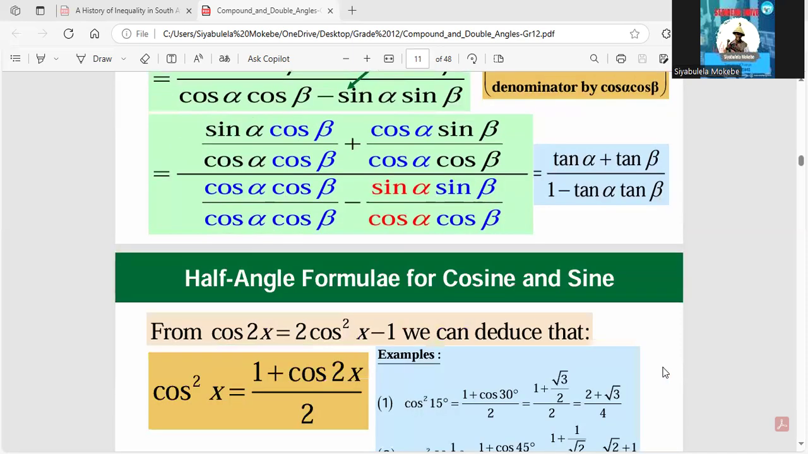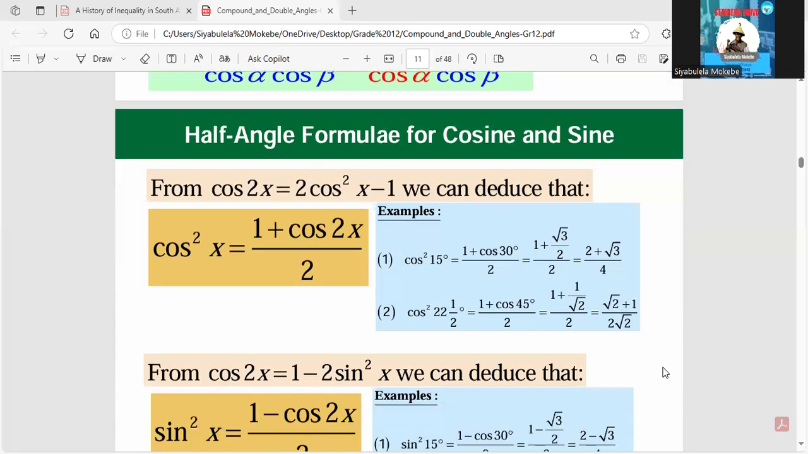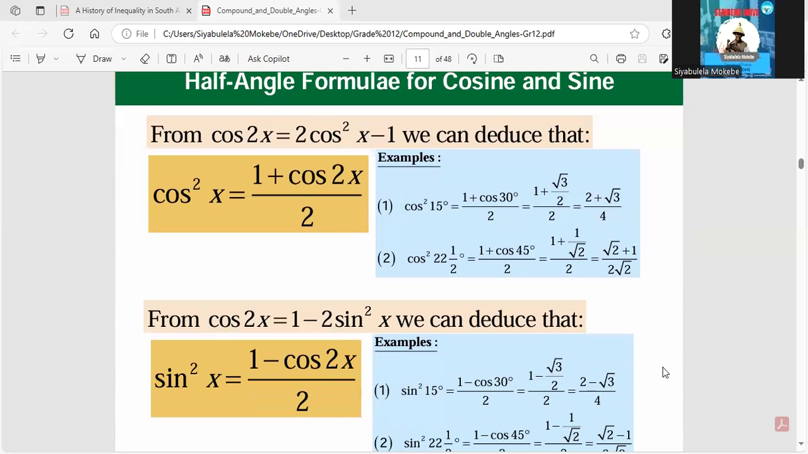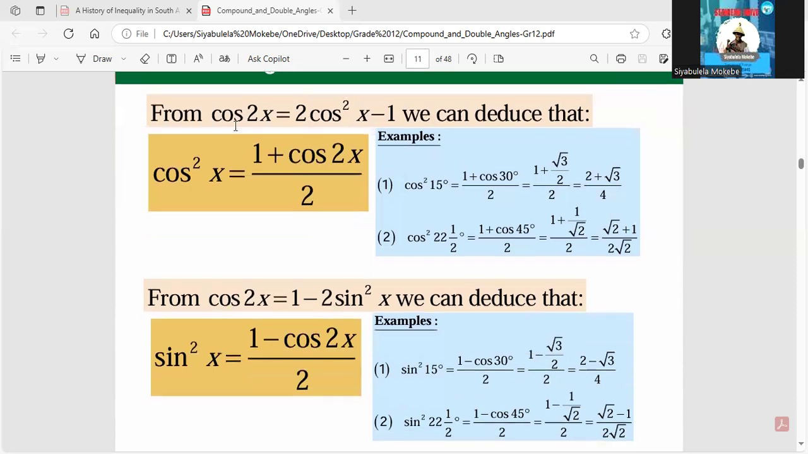Then we also have half angle formula for cos and sine. So we know that from cos 2x equals 2 cos squared x minus 1, we can deduce that if we take negative 1 to the left and then we divide both sides by 2, then we end up with cos squared x equals 1 plus cos 2x over 2. Now an example would be cos squared 15 equals 1 plus cos 30 over 2.